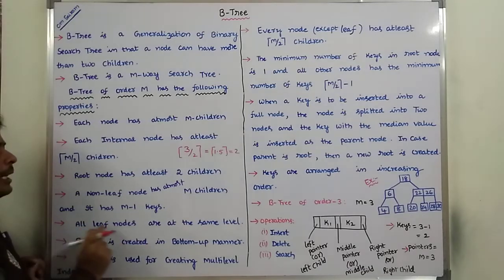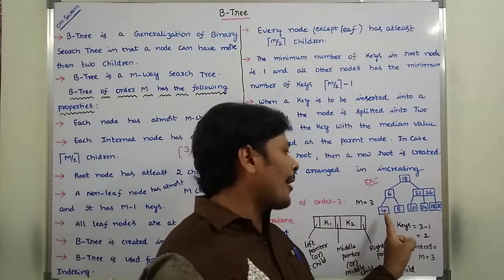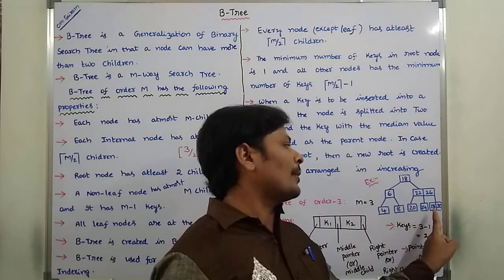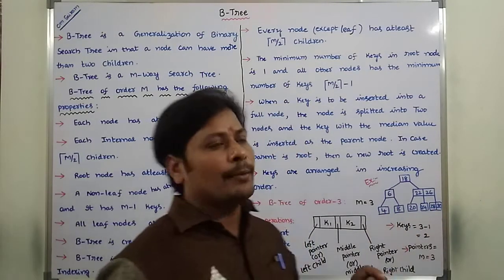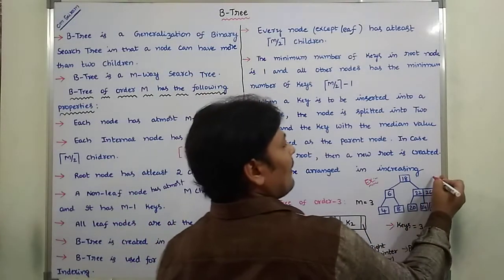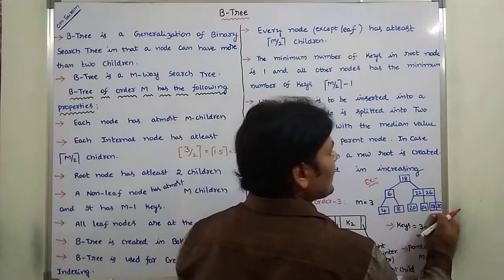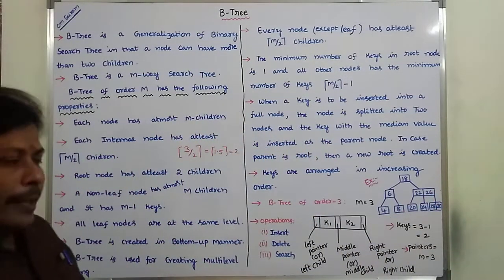Next point. All leaf nodes are at the same level. So here the leaf nodes are 4, 8, 20, 24, 28 and 30. So all leaf nodes are at the same level. This is level 1, this is level 2 and this is level 3. All the leaf nodes are in level 3.